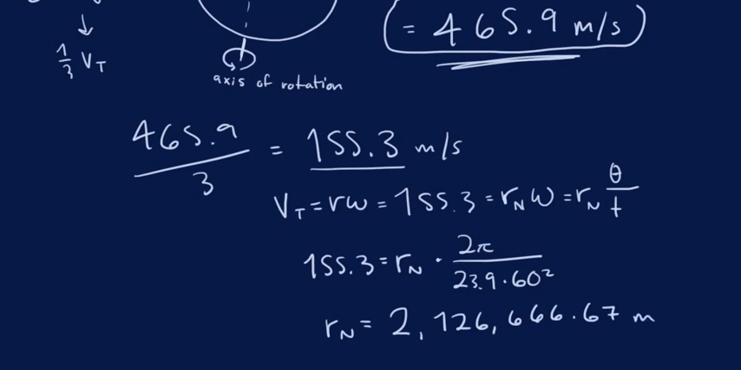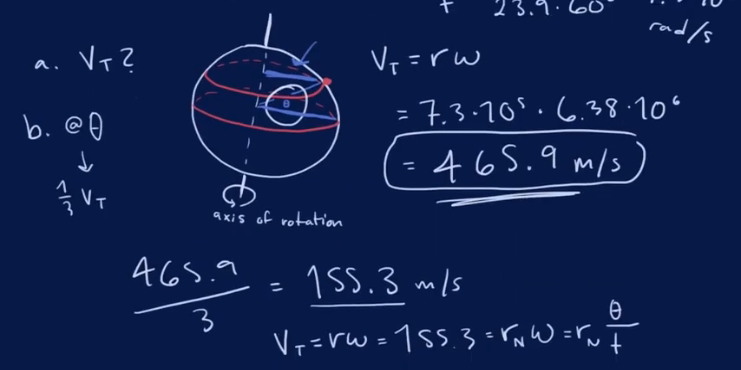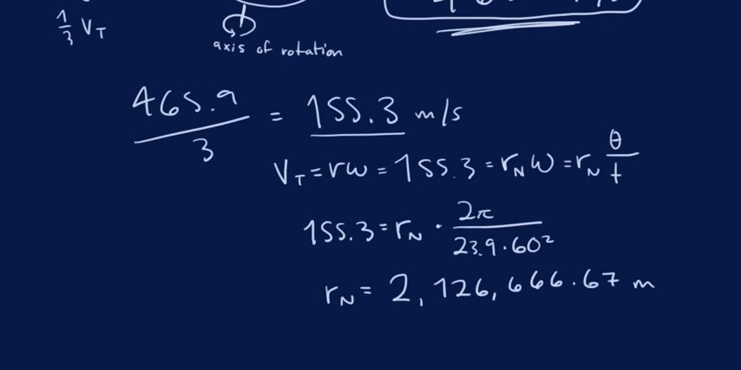So let me draw a picture. Looking at the Earth, this is our new radius. And then here's the axis of rotation. And here's our actual radius of the Earth at the equator. And we're trying to find theta. Not to be confused with angular displacement, this is an angle measure.